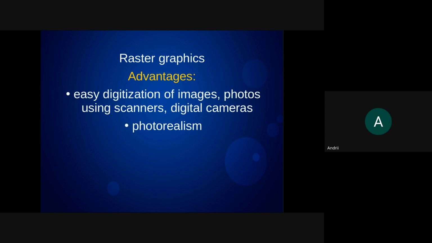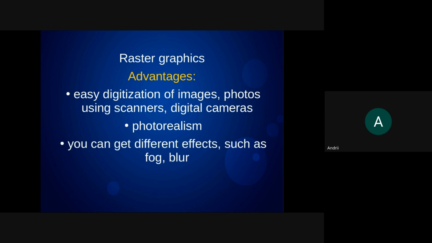The second one is photorealism. Of course, if you have a very beautiful nature and the sky, and it has many variations of colors, gradients, you cannot do it with vector graphics. You can just store the color of each pixel separately, which gives you more photorealism. You can get different effects such as fog, blur, and so on.